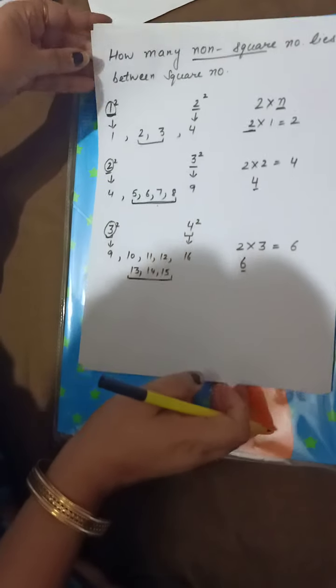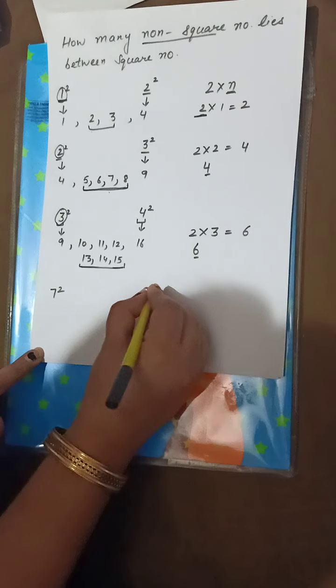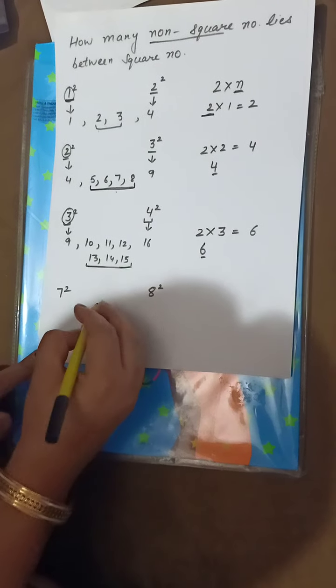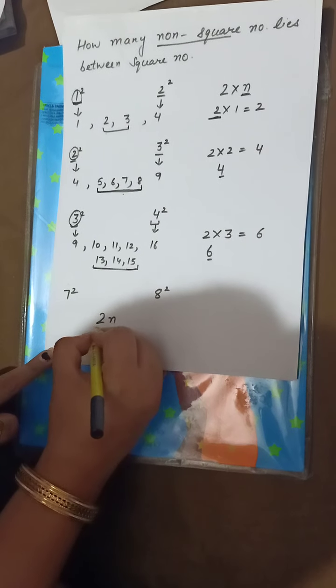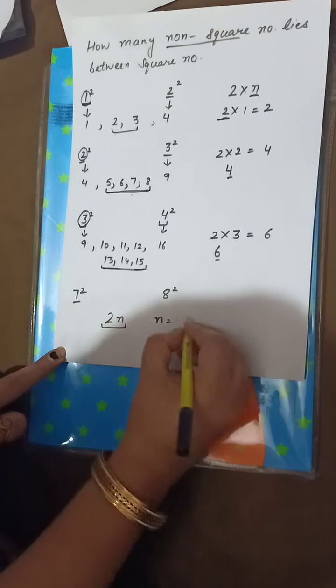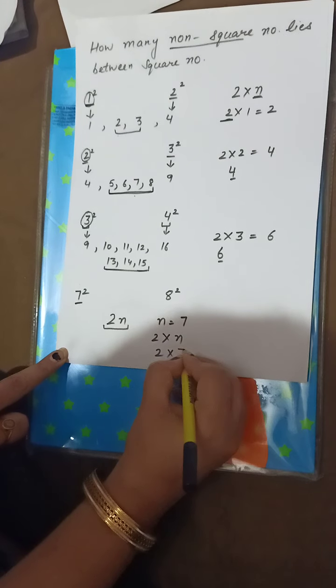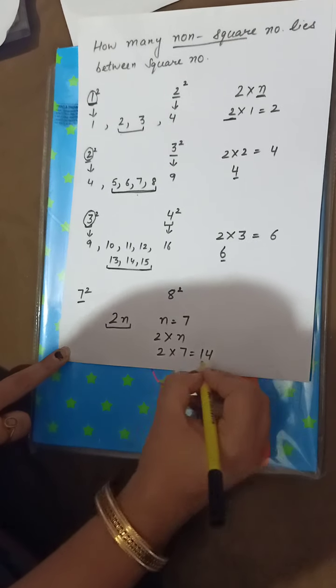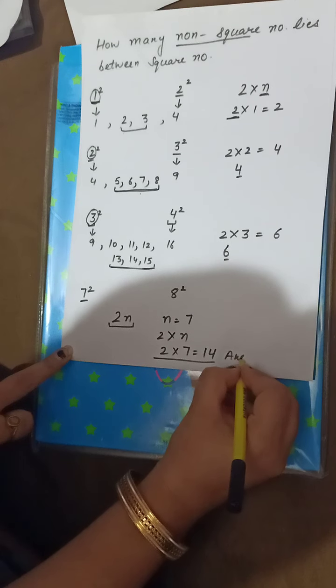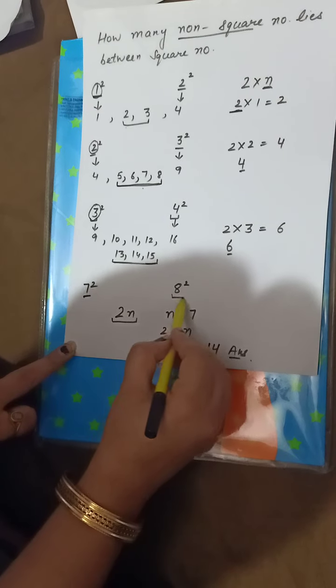We can take another example. For example, 7 square and 8 square. Now by applying the formula, 2n non-square numbers. What is the value of n here? n is 7. So the answer is 2 multiplied by n. It means 2 multiplied by 7 is equal to 14. So 14 is the answer. 14 non-square numbers lie between 7 square and 8 square.